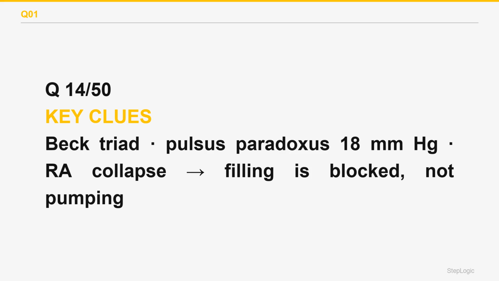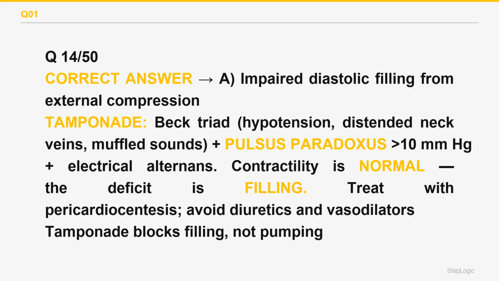That is why the treatment is drainage rather than inotropes, and why choice B misnames the lesion. The findings follow directly: distended neck veins because venous return cannot enter, muffled sounds because fluid insulates, and hypotension because stroke volume is limited. The correct answer is A.